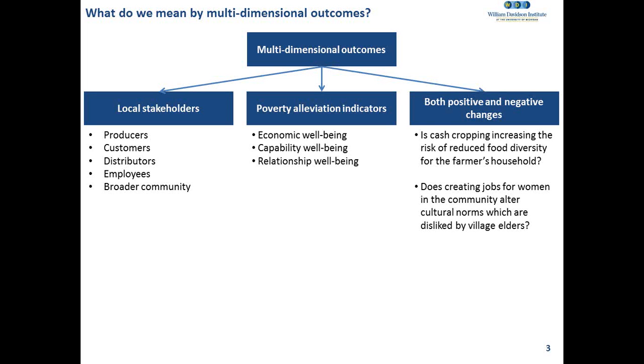So the second thing about multidimensional outcomes is not only should you be measuring economic indicators, which is the most popular, but also studying changes in capability and relationship well-being of your local stakeholders. Now Heather will take you through examples of such indicators, but staying at a high level, capability refers to the individual's physical health, mental health, knowledge, skills, and aspirations. Relationship well-being refers to changes in the individual's role in his or her family and in the community.